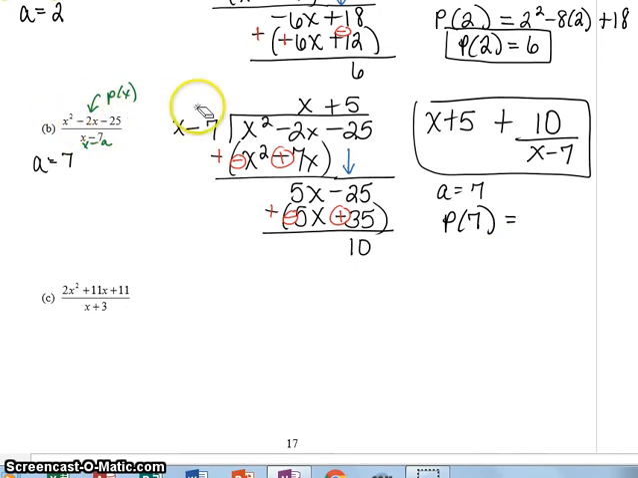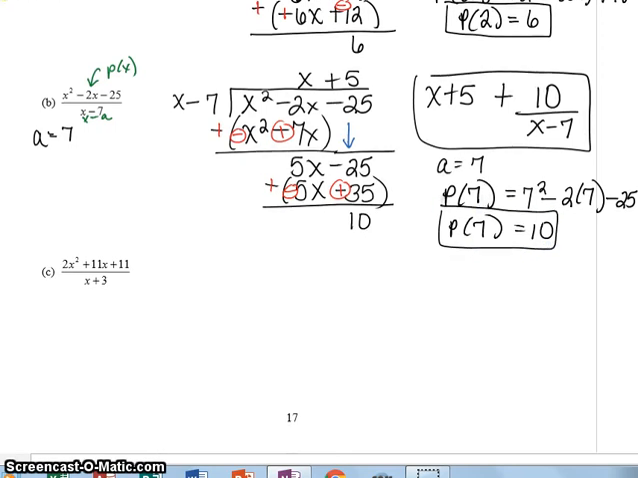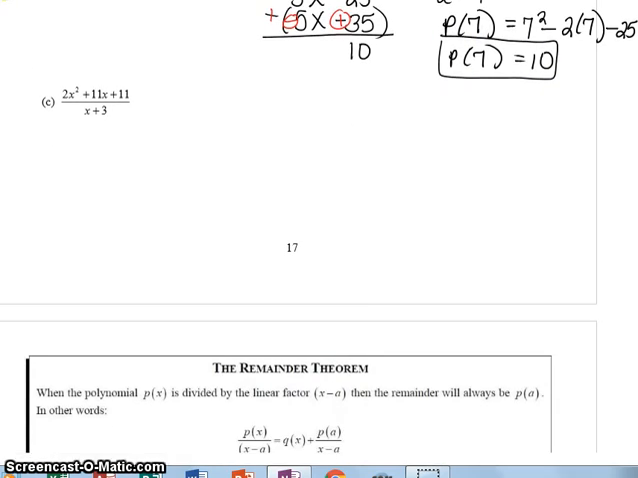Remember, when a is 7, p of 7 means go back to the original numerator, which is p of x, and substitute in 7 wherever you see an x. So it's 7 squared minus 2 times 7 minus 25. So my p of 7 ends up being 10. Hopefully you see a pattern right now.